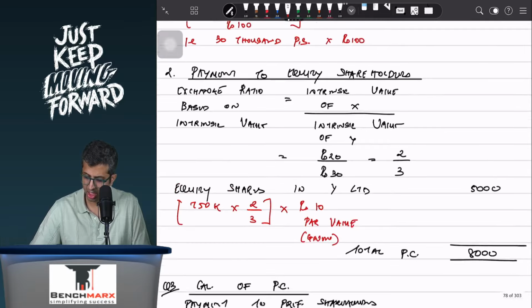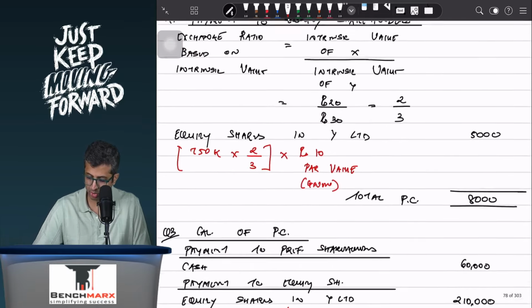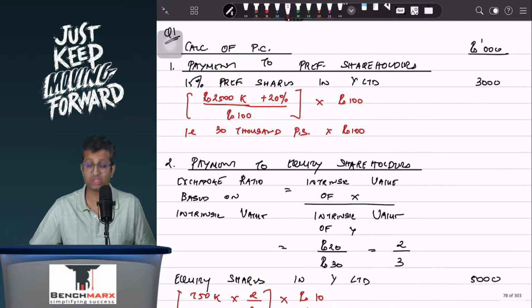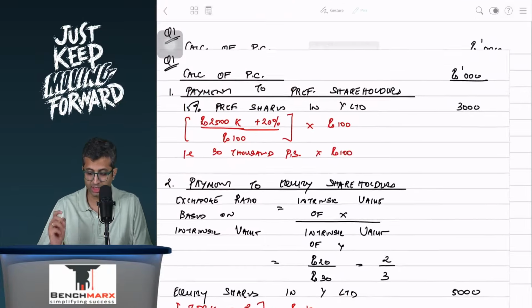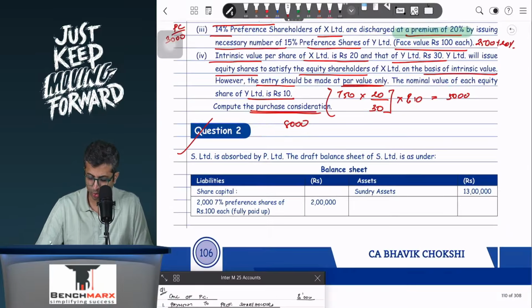Question number 1. You can see 3,000 as well as 5,000 over here, and hence the total comes to 8,000, which is PC, and we will just mention that payment to the debenture holders is a part of net assets and not a part of PC. Are we clear with this? This is question number 1, a basic question. Next we go to question number 2.